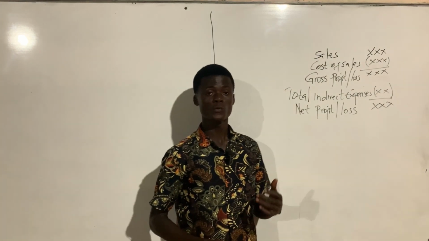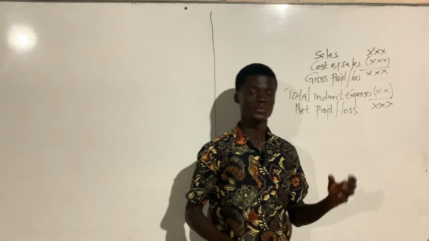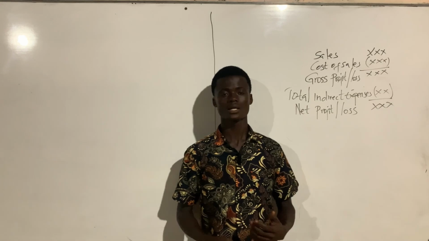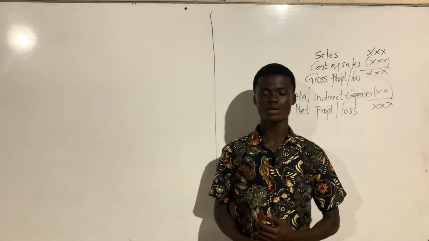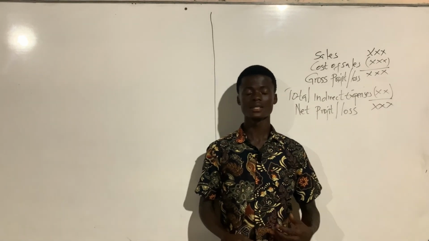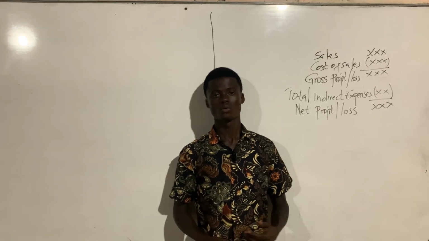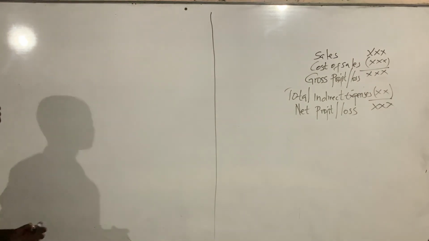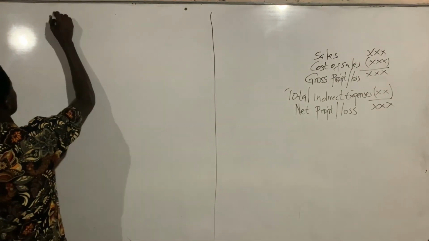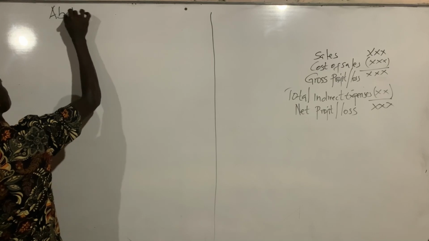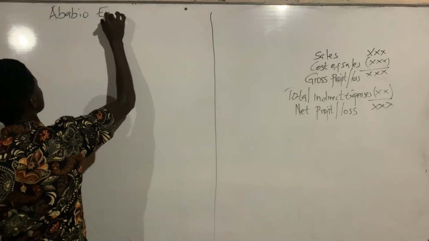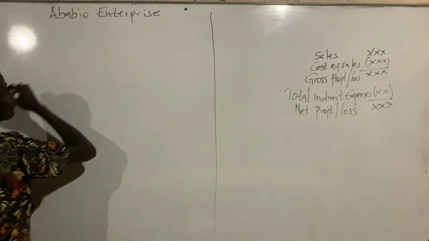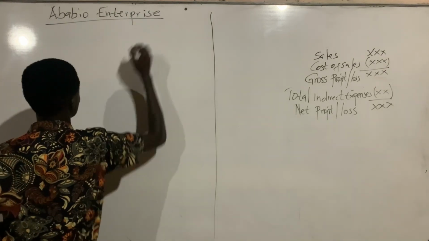So this means that when your question has all these items, this is how your statement of profit or loss account will look like. But in our case, our question does not have all these items, so we need to work for them. So we begin by indicating the name of the organization the transactions were extracted from. So we can say either in the books of Ababu Enterprise or just Ababu Enterprise. Then you neatly underline it.